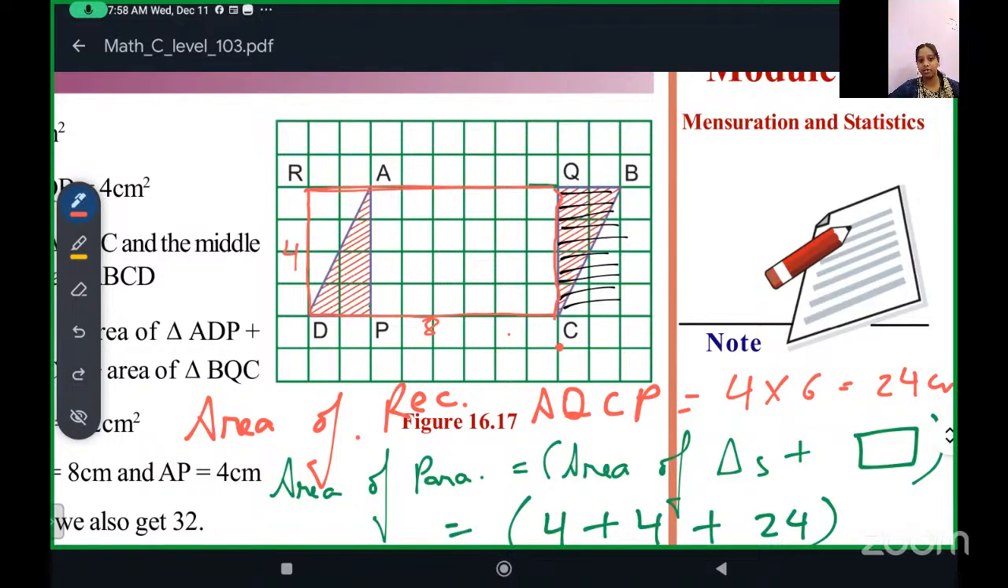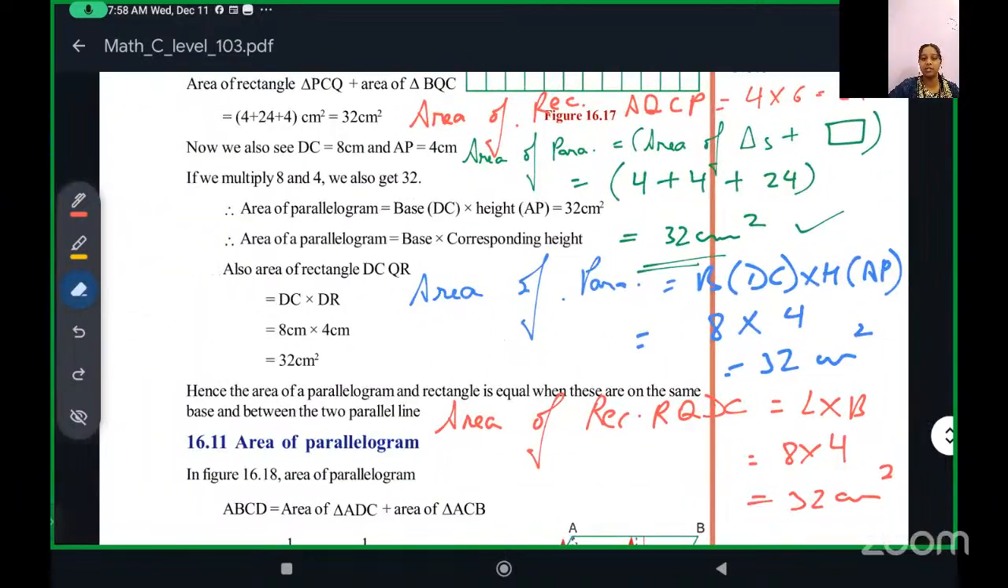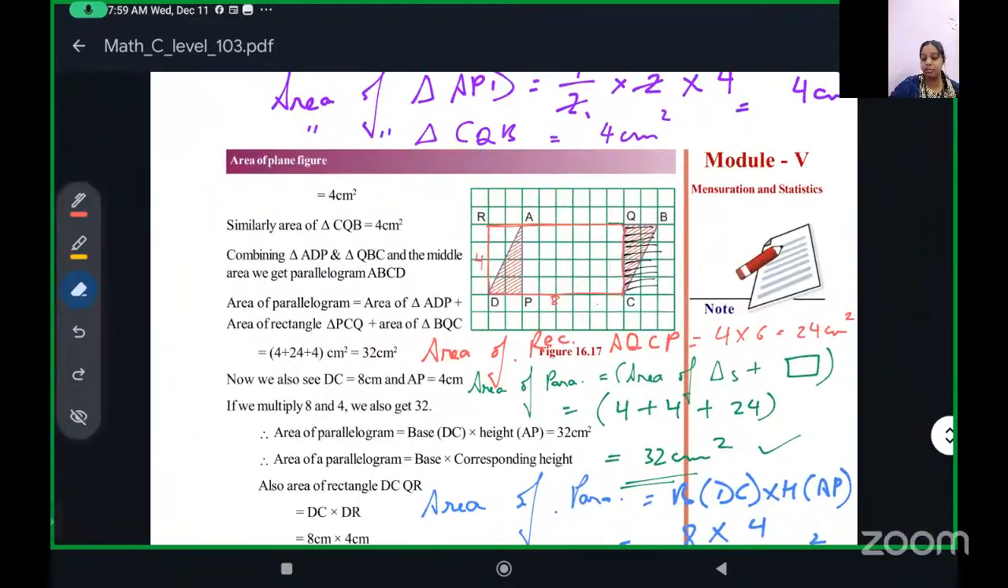Ma'am, so there are two ways to find the area. Which way is better? The original way to find the area of parallelogram, base into height, is better, because it's a shorter method. Then again, there is a bigger method. You find the area of the triangles, find the area of the rectangles, and add them up, and then find the area of the whole thing. That's the first method, the one above.